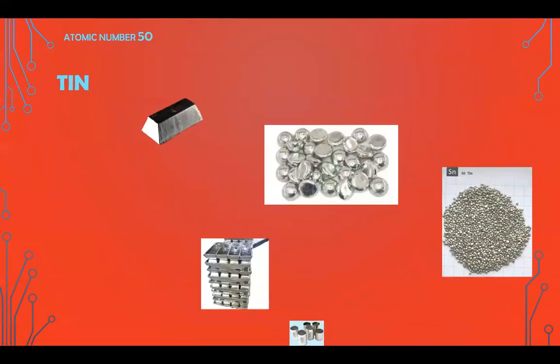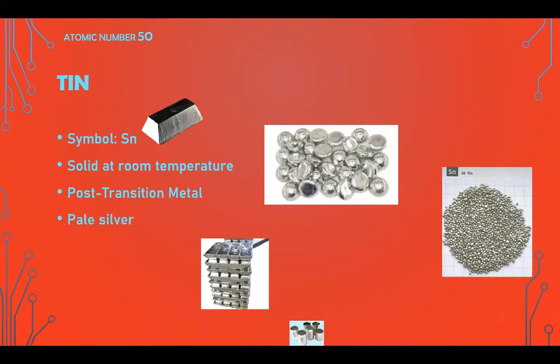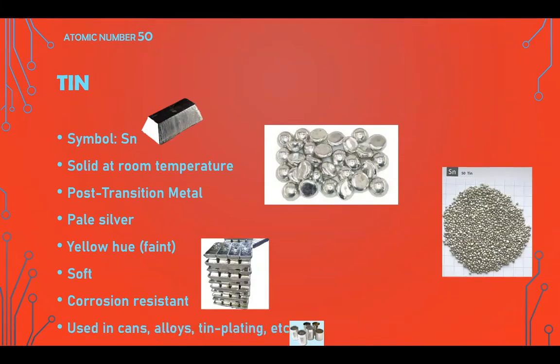Now we come to atomic number 50, which belongs to tin. Its symbol is Sn because its Latin name is stannum or stannous. It's a solid at room temperature. It's a post-transition metal. Tin has a pale silvery color with a yellowish hue. Tin is also soft like indium. It is corrosion resistant. And tin is used in tin plating, cans, alloys, etc. Tin's most famous use is in cans, tin cans, you know.